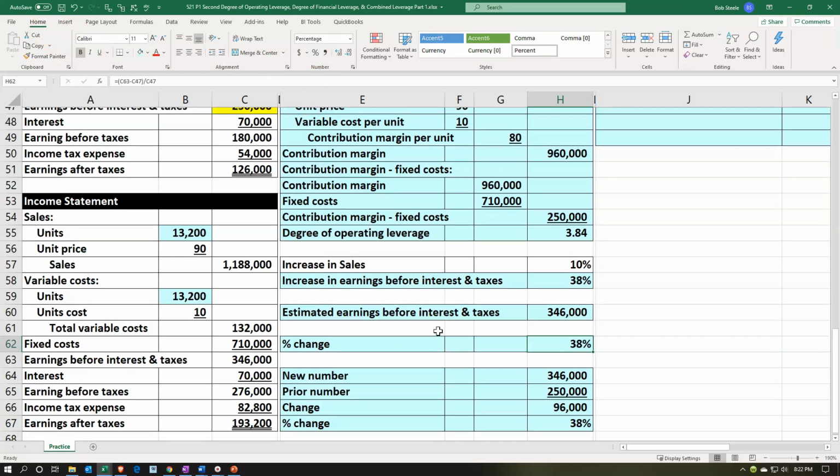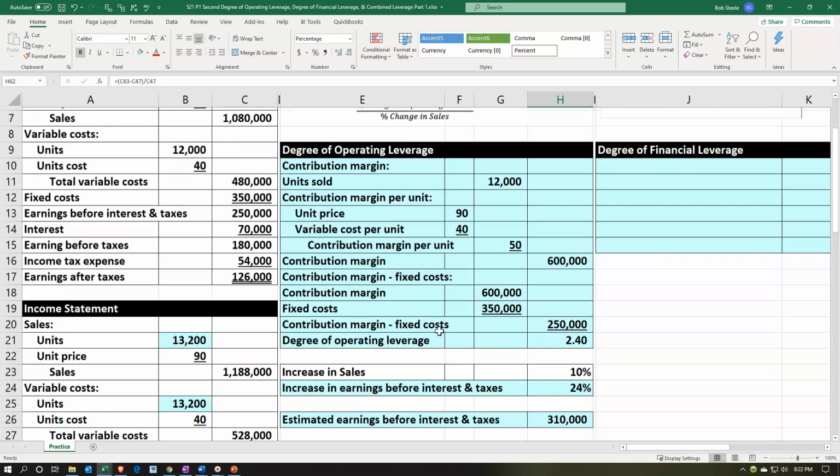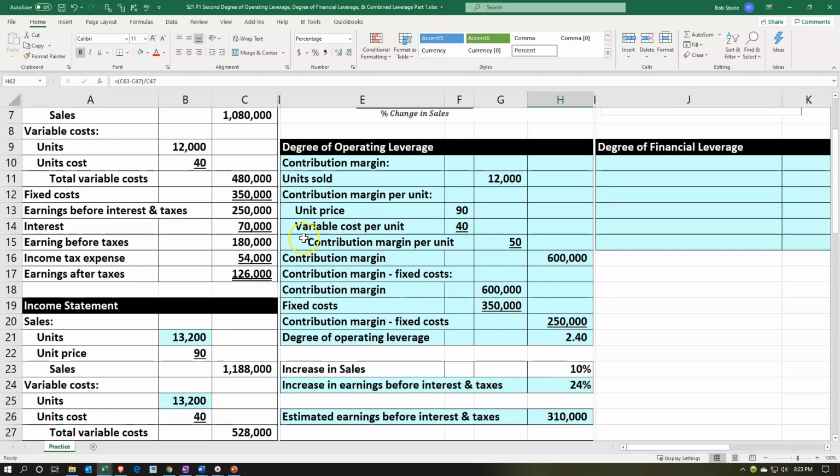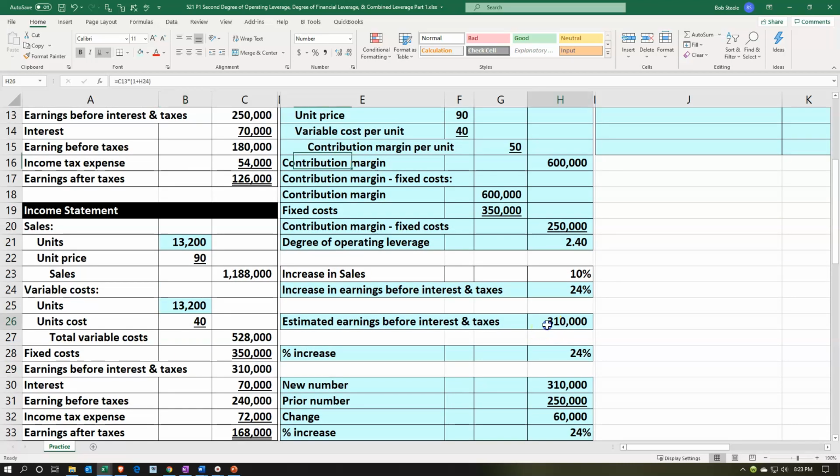So you can see here, if we look at the effect of the operating leverage, when we had less fixed costs, we had the same earnings before taxes, but less proportion being fixed costs and more for the variable costs. We were less leveraged, and therefore if we had a 10% increase in sales, it would result in a 24% increase in basically the net income or operating income, and that would be 310,000 in this example.